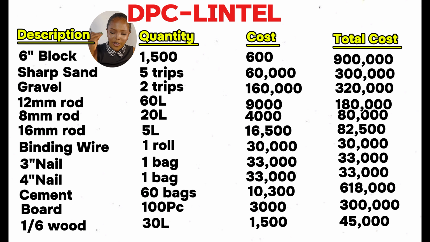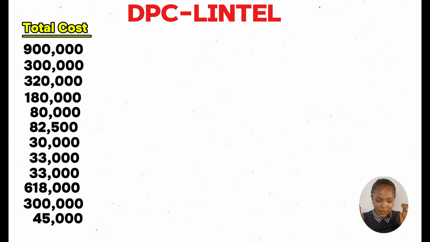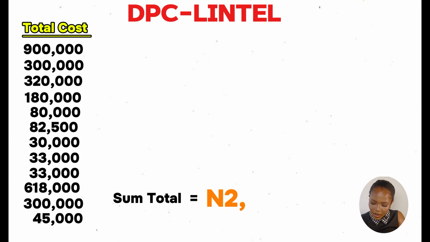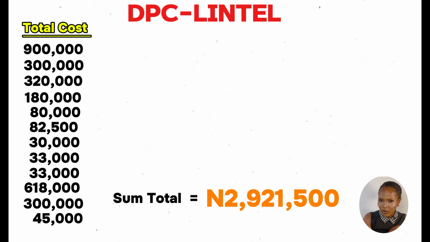So a total of what you need after adding everything up from DPC to lintel for this 3-bedroom duplex is 2,921,500 naira. A total of 2,921,500 naira from DPC to lintel for a 3-bedroom duplex here in Nigeria in 2024.